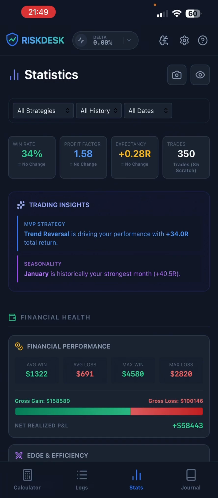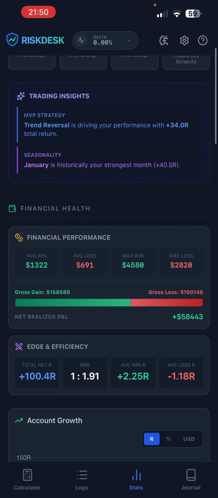When you come into the stats page, at the top you can see your win rate, your profit factor, your expectancy, the number of trades that you've taken. The trading insights section will, based on your trading behaviors, start to offer you suggestions and insight as to things like which strategy is performing best, which seasonality is strongest, and identify occurrences where it feels you're going on tilt if you're getting a run of quick losses. There's a whole host of different insights it will feed up depending on the different behaviors. It can read through the statistics that you've logged in RiskDesk.